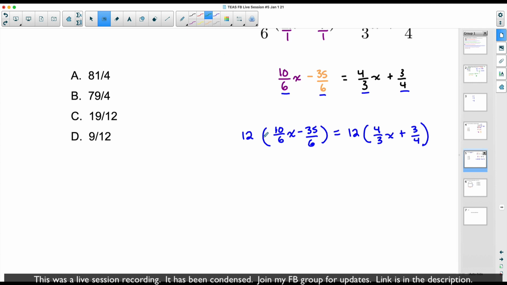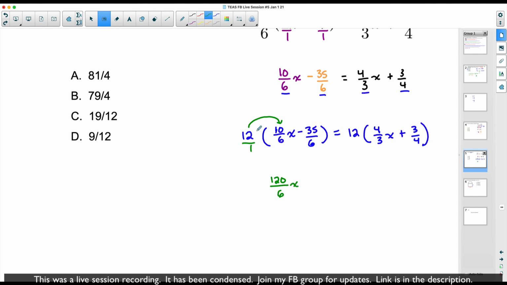If we distribute the 12, we're going to multiply the 12 by 10. And you may say, well, what about the 6? Folks, this is really just 12 over 1, multiplying fractions. So 12 times 10, that gives us 120. And then the bottom times bottom, 1 times 6, we get 6. Now you may think this is going to be crazy.